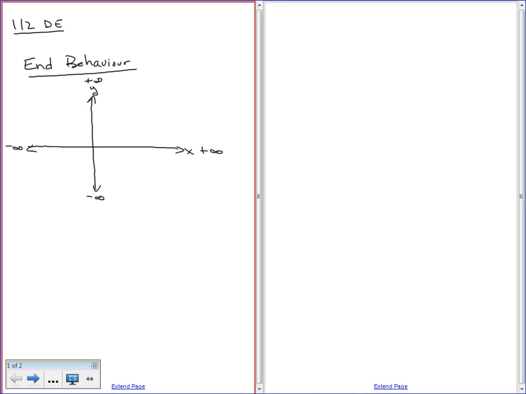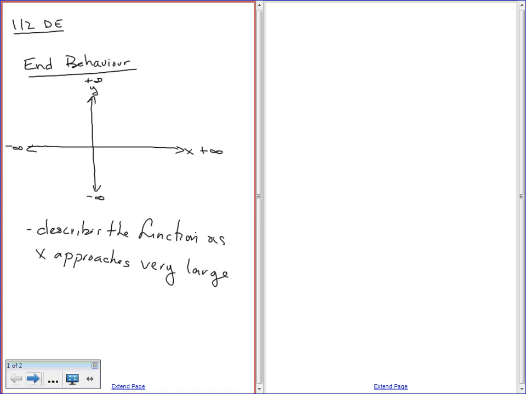And on this other side, as I go in towards negative infinity with the x, I want to figure out where the function is getting towards, either it's heading up or it's heading down. I only have two options, pretty much. Okay? So the end behavior describes the function as x approaches very large positive numbers.